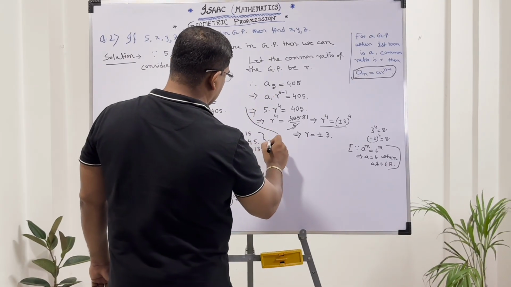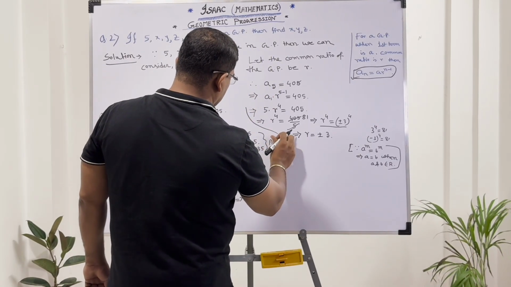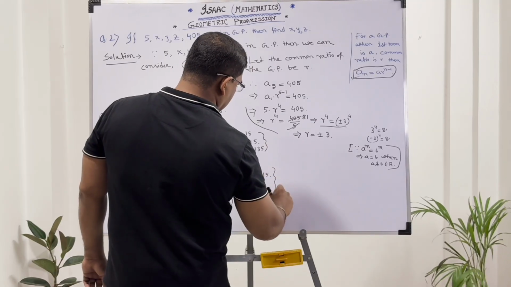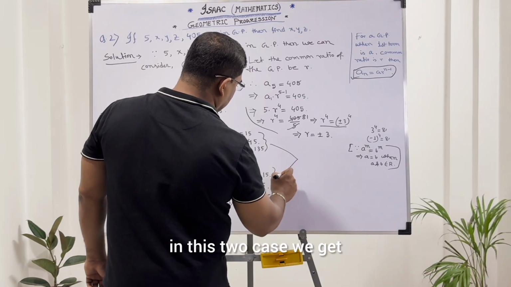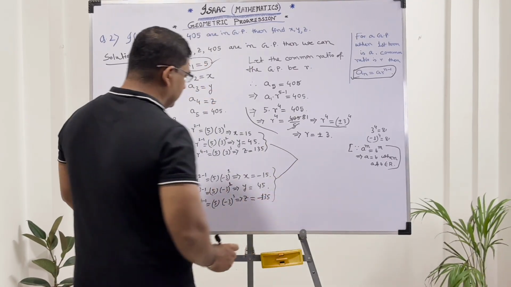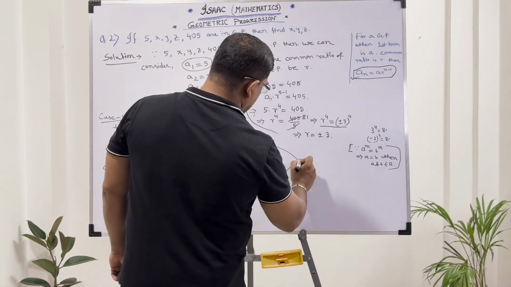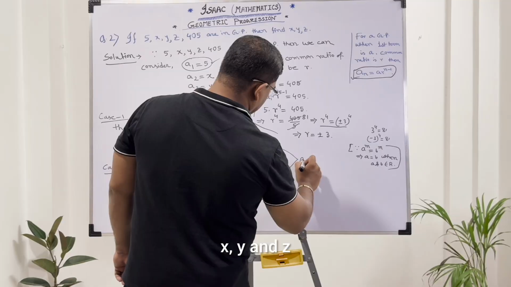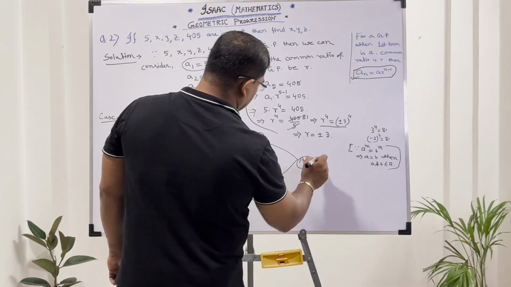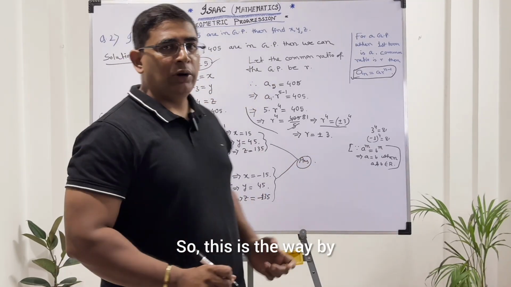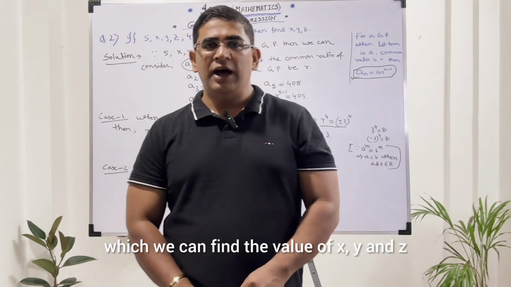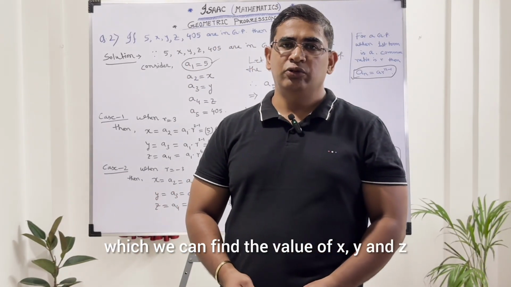So in these two cases, we get these values of X, Y and Z. Okay, so this is the way by which we can find the value of X, Y and Z.